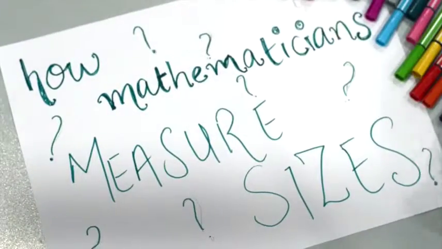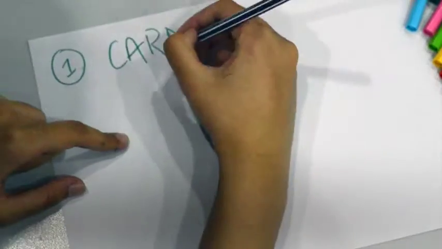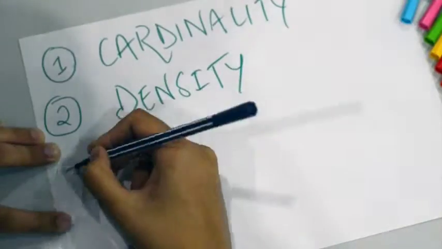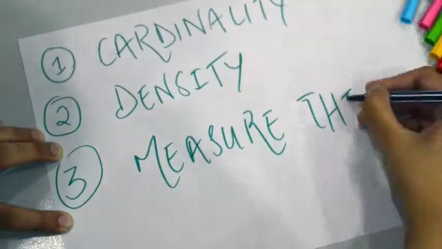Hello everyone, the topic of this video is how mathematicians measure size. In this video, we will observe three different ways of measuring size. Number 1, cardinality, number 2, density, and number 3, measure theory.